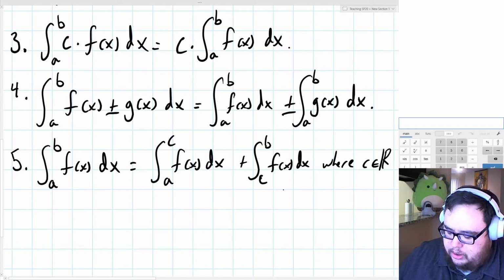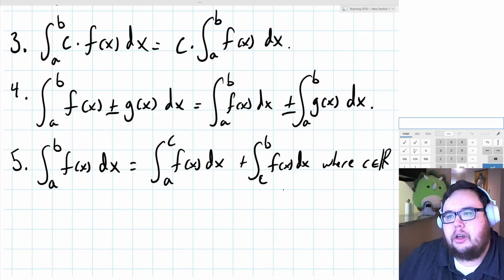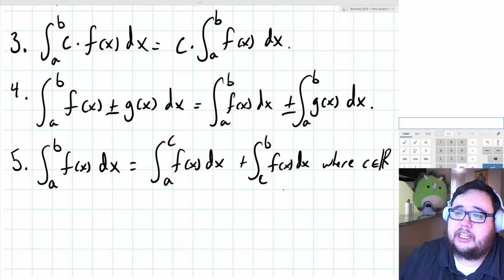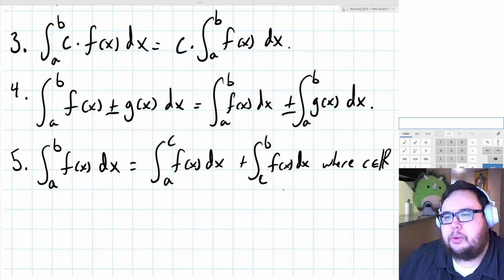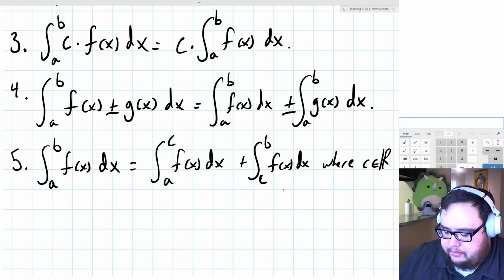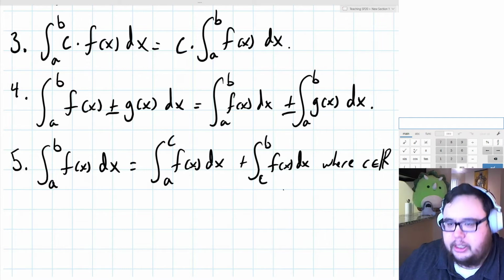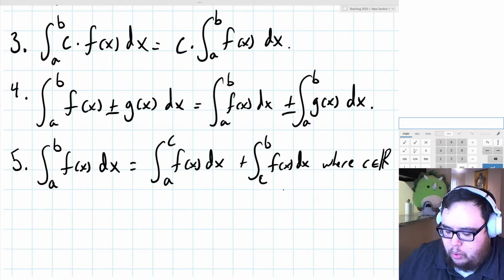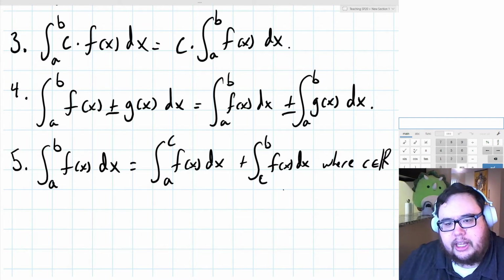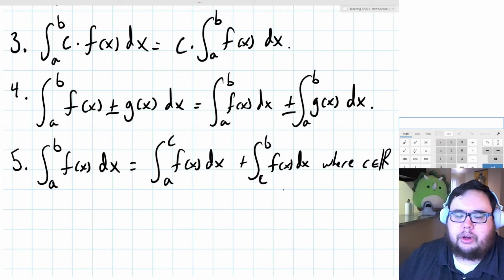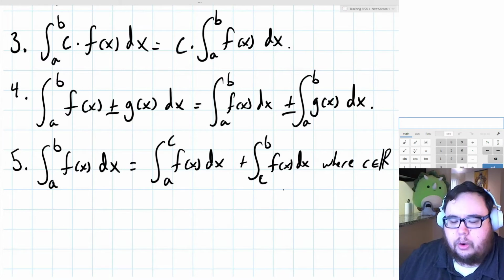So this one is very obvious geometrically when c is between a and b, but it's actually still true when c is not between a and b. It still works out geometrically if you actually sit down and look at the areas, but it's more clear if c is between a and b. I think basically what you're doing is you're cutting the area somewhere, and then you're saying, okay, well, the area of the two parts is equal to the area of the whole.